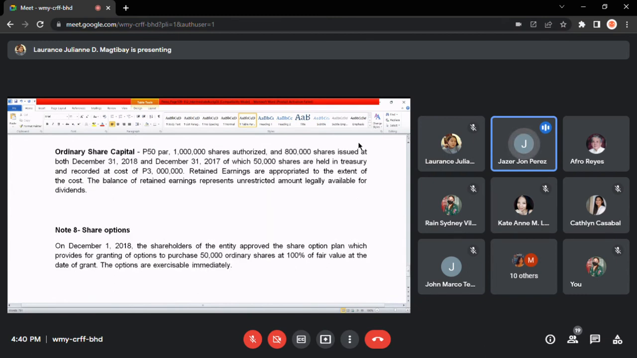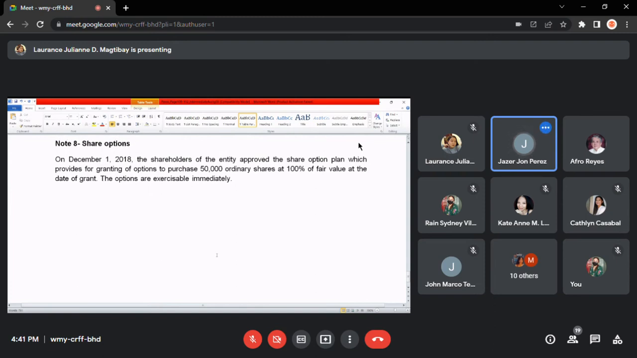Retained earnings are appropriated to the extent of the cost. The balance of retained earnings represents the unrestricted amount legally available for dividends. And for Note 8, share options, on December 1, 2018, the shareholders of the entity approved the share option plan, which provides for the granting of options to purchase 50,000 ordinary shares at 100% of fair value at the date of grant. And the options are exercisable immediately.